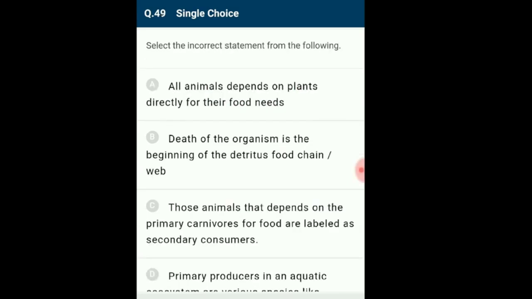Select the incorrect statement from the following. All animals depend on plants either directly or indirectly for their food needs. They are hence called consumers and also heterotrophs. Animals that depend on primary consumers for food are labeled secondary consumers. The energy trapped by the producers is passed on to the consumers, or the organism dies. Death of the organism is the beginning of the detritus food chain. So the answer for this question is option A. All animals depend on plants directly for their food needs. That is the incorrect statement.